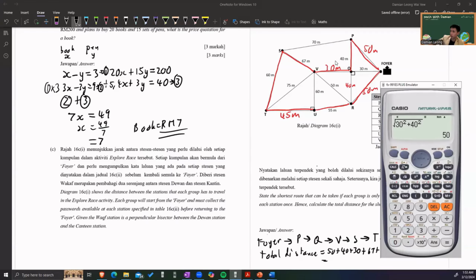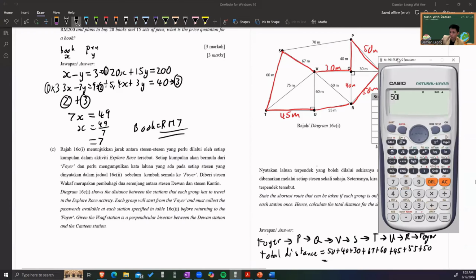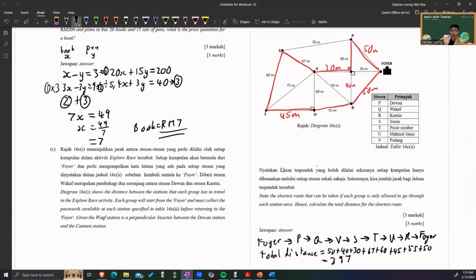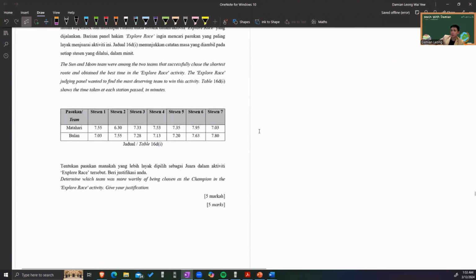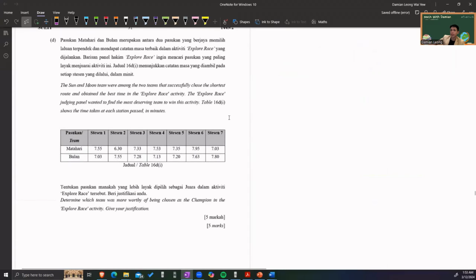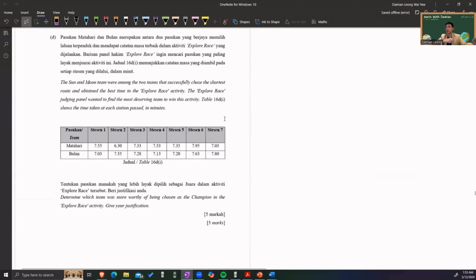So add up all the distance together. 50, 40, 30, 67, 60, 45, 55, and 50. So it's 397 meters. That's the total distance. Then part D. Sun and Moon team were among the two teams that successfully chose the shortest route, obtained best time. So you want to find the most deserving team to win this activity.